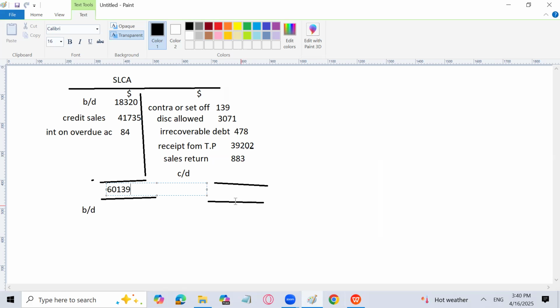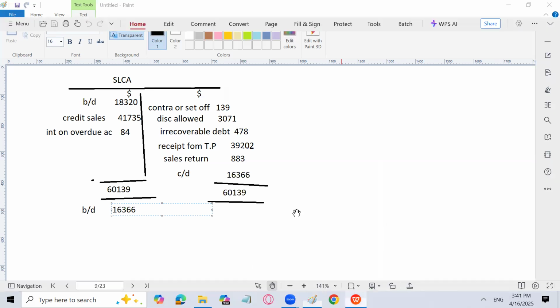60139. Okay. I will write here also 60139. And now the carried down: debit side 60139 minus 139 minus 3071 minus 478 minus 39202 minus 883. You will get the carried down of sale ledger control account, or you can say the trade receivable, at the end: 16366. So now that will be written as brought down 16366.